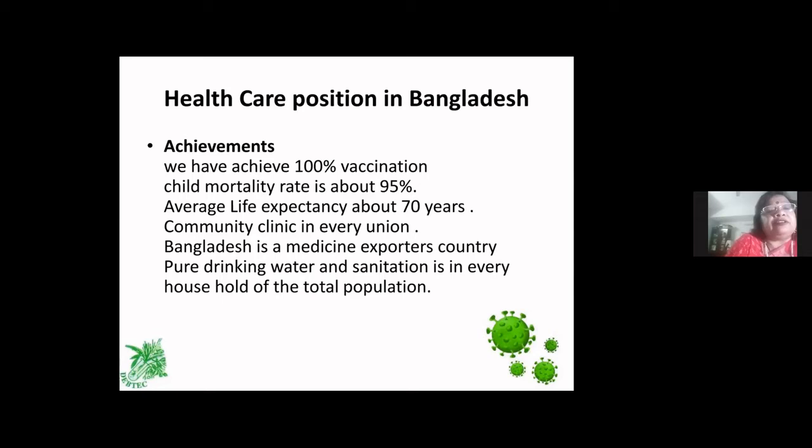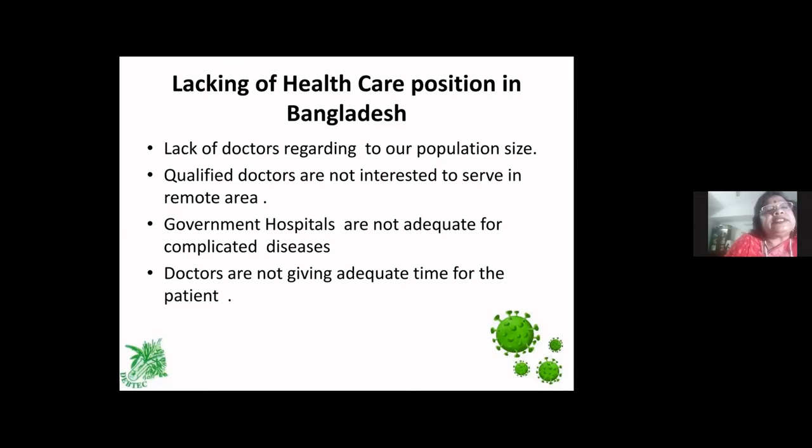Now I am describing the lacks of the healthcare system in Bangladesh. First, there is a lack of doctors relative to our population size. You know how densely populated our country is. It is the world's most densely populated country within a small area, and it is agriculture-based. Our industrialization is limited, and we depend only on the garments industry. So the number of doctors is much less than the population size.